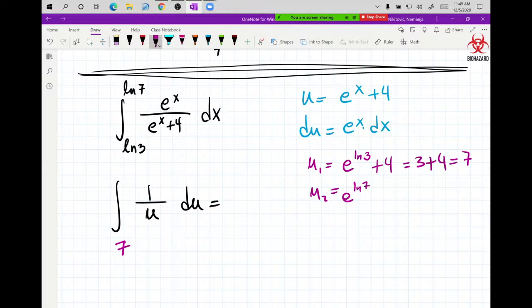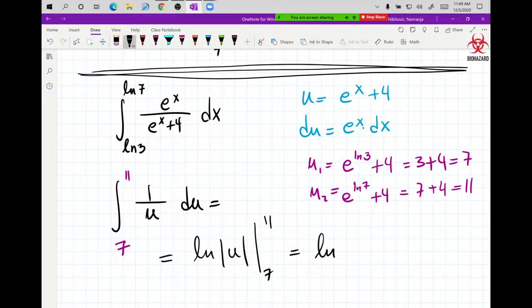e to the ln 7 plus 4. That's 7 plus 4, which is 11. And I'm done. I'm not going back to x domain anymore. I don't have to, because everything is now u. So we have ln of u computed from 7 to 11, which is ln 11 minus ln 7. And here comes the ultimate flex, ln of 11 over 7. That's the exact answer, right?